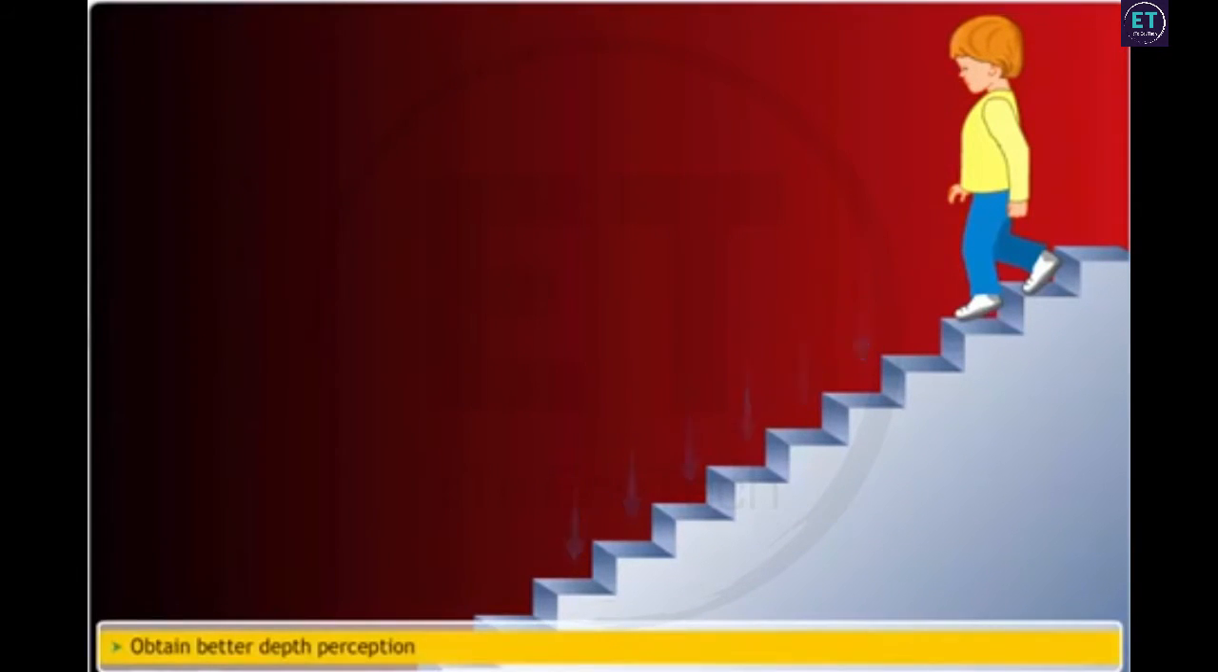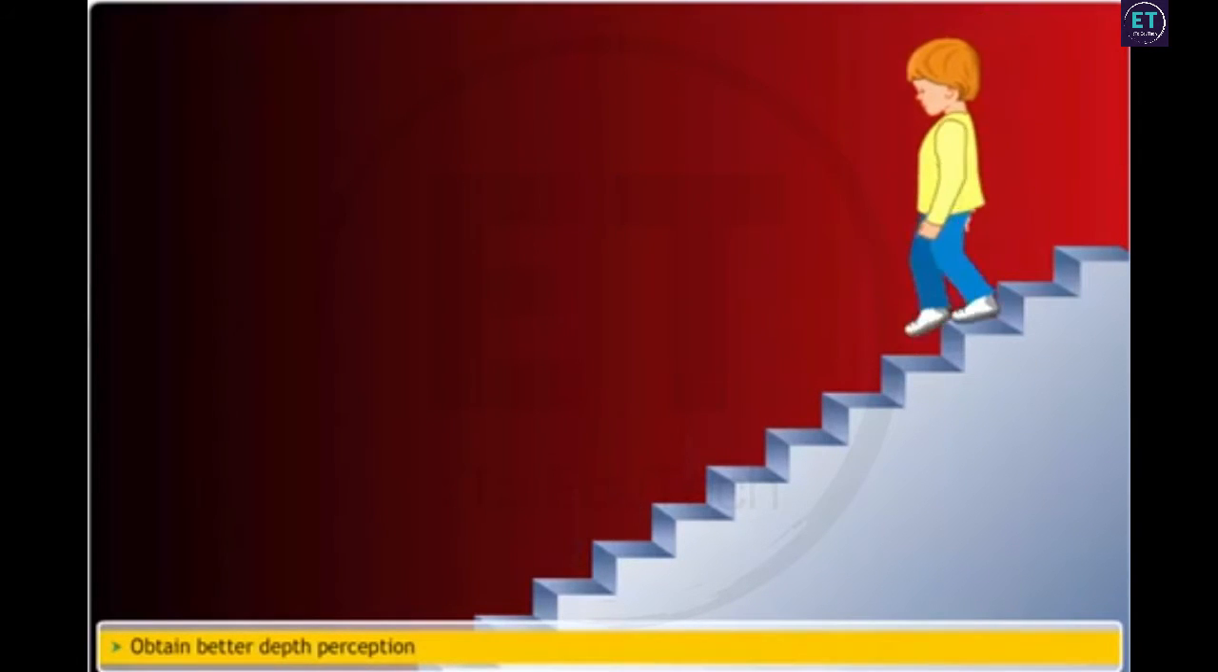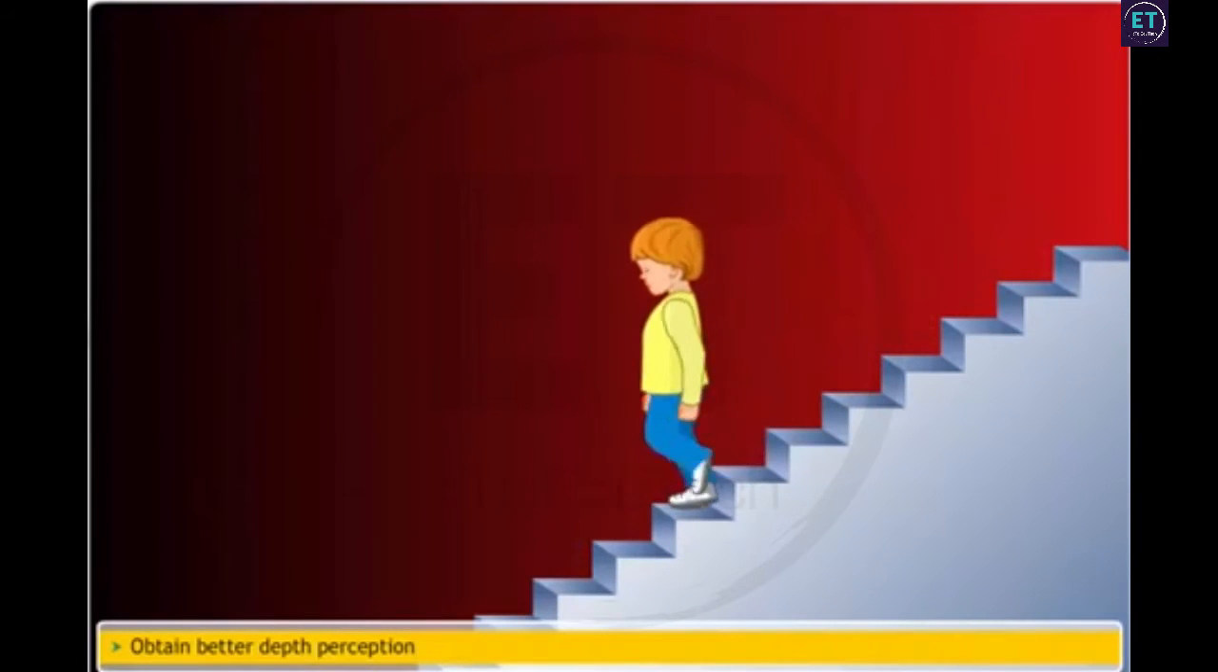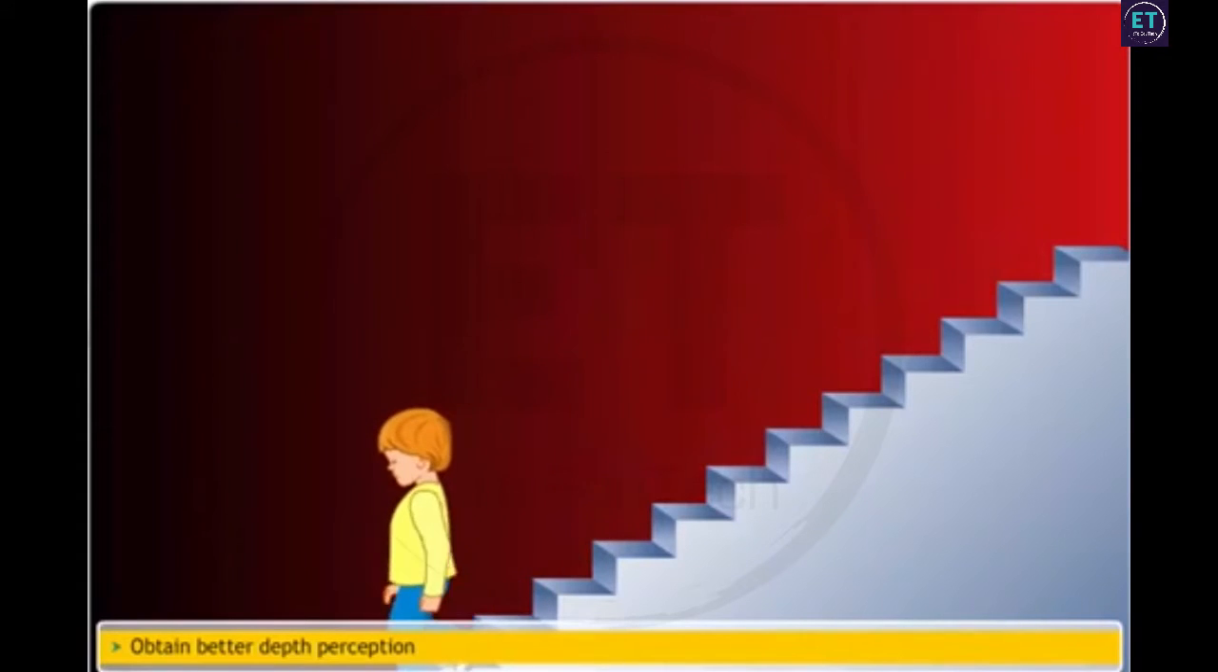Two eyes together provide you the visual ability to see the world in 3 dimensions. That is, they give you the ability to gauge depths. This is very useful while walking or judging distances.